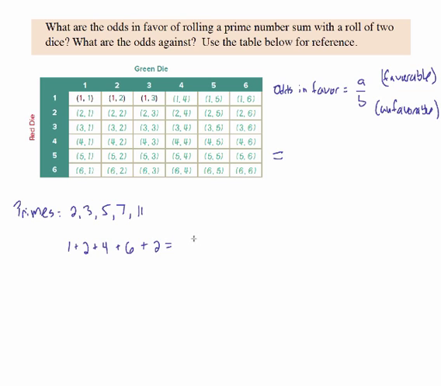So we find that if our goal is to roll a prime number, we've got 15 favorable outcomes. We know there are 36 outcomes total, so there are 21 that are not prime numbers, making the odds in favor 15 over 21, which if you divide numerator and denominator by 3, reduces to 5/7. I like to write odds using colons, so the odds in favor are 5 to 7.